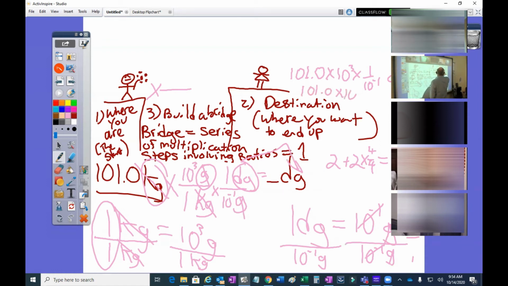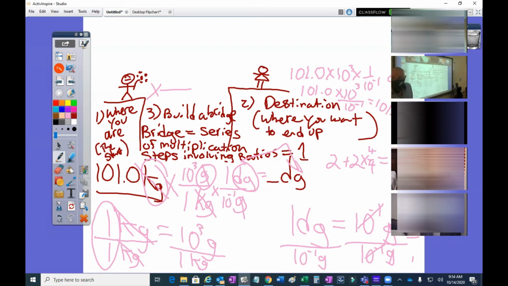101.0 times 10 to the third, since it's the same base, 10 to the minus 1. Since it's the same base, 10 to the third over 10 to the minus 1, you subtract exponents. 3 minus 1. I get 101.0 times 10 to the fourth.